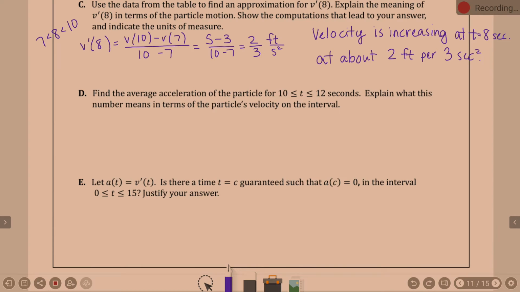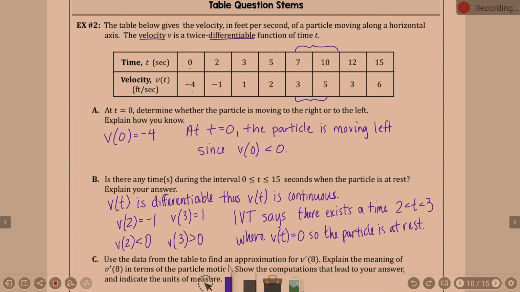Okay, just different values. So they're asking us for average acceleration. We're doing this on the interval from 10 to 12. Are those values provided? Yes, they are. It's provided right there, so you have all the information you need.